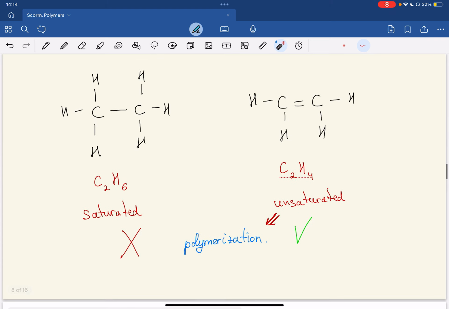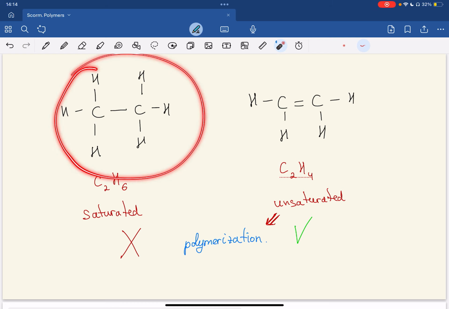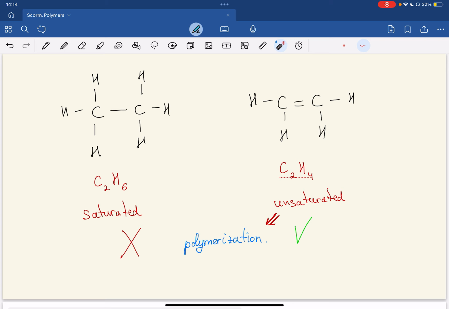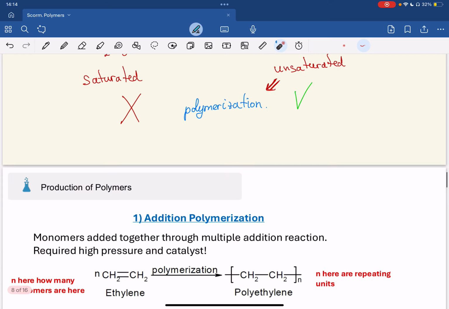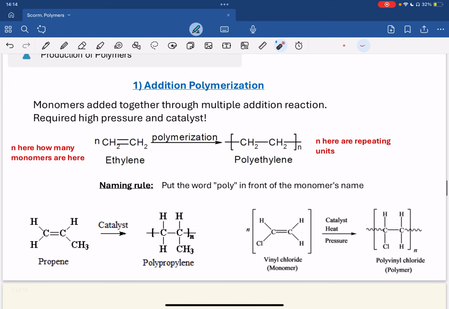And one thing, please know that we cannot polymerize saturated hydrocarbon because it's already saturated. We cannot add anything to that, but we can polymerize unsaturated alkenes. We have an example in here, addition polymerization. For example, we have ethylene, propene, and vinyl chloride polymerization. Let me explain an easier step of how we should do the polymerization.